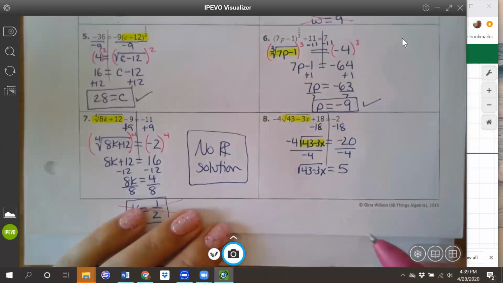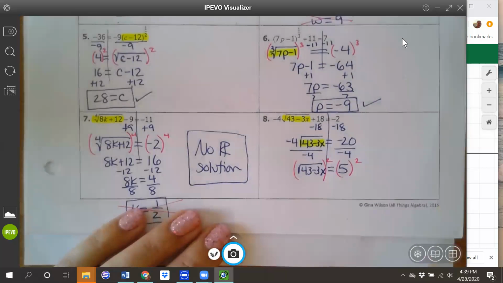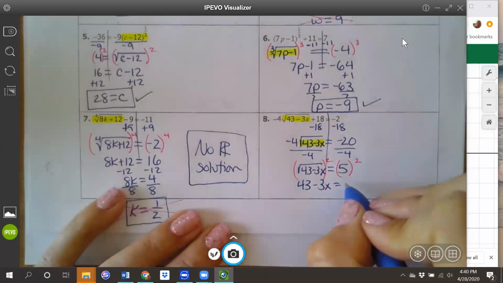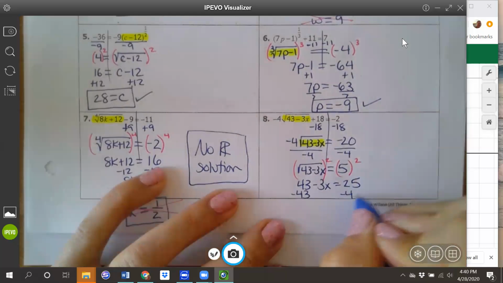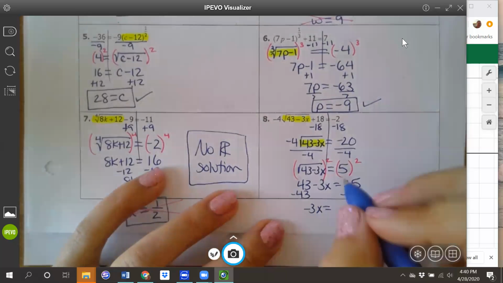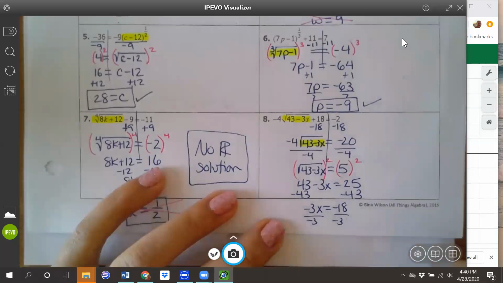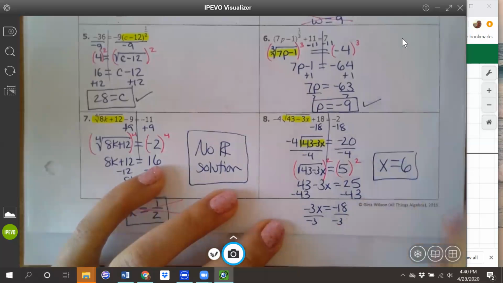All right, so now that my square root is all by itself, how do we knock out a square root? Square it. Power up both sides. Square and square root are going to knock each other out. So that's going to be 43 minus 3x equal to 5 times 5, which is 25. And then subtracting 43 on both sides, 25 minus 43 is a -18. Divide both sides by -3, and I get x equal to +6.